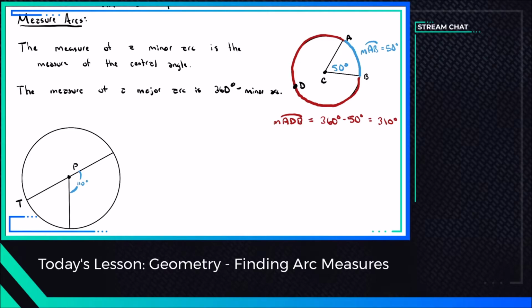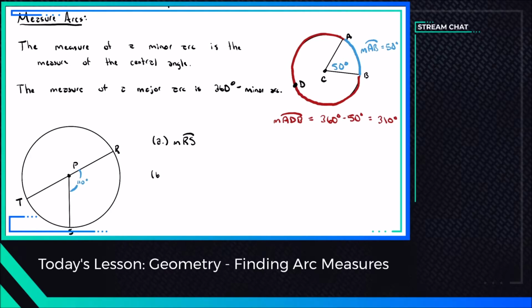It would be helpful to probably have some labels. So we're going to have T, P is our center, and R over here. And then S is going to be out there on the outside. And we want to find a couple of different measurements. First, we want to find the measurement of arc RS. Second, let's find the measurement of arc RTS, so going backwards from RS. And then finally, let's go ahead and find the measurement of RST.